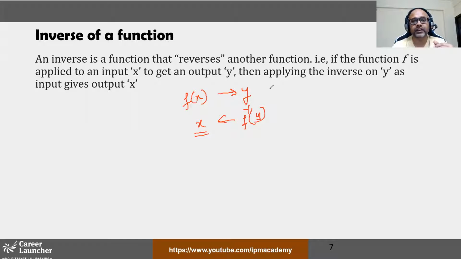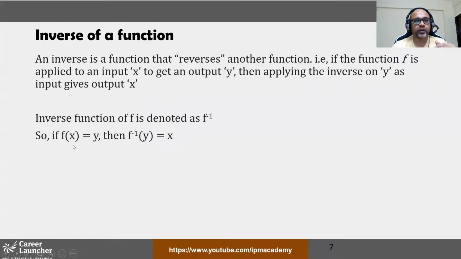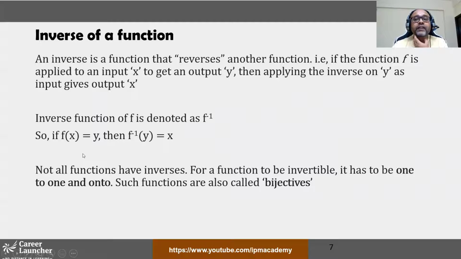Okay, so f inverse. In pictorial terms or in terms of notations, if f of x is y, then f inverse of y should give you x. This is called the inverse function. Now, not every function has an inverse. It's not possible to have an inverse for every function.